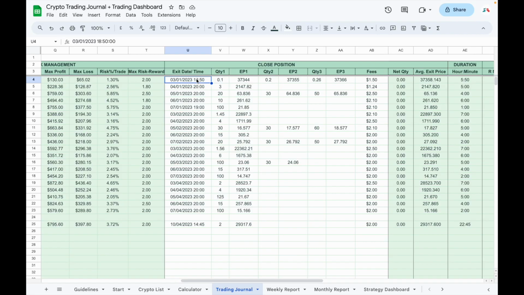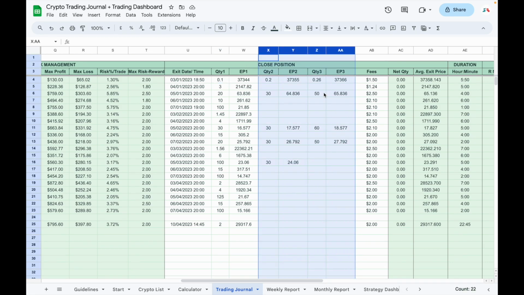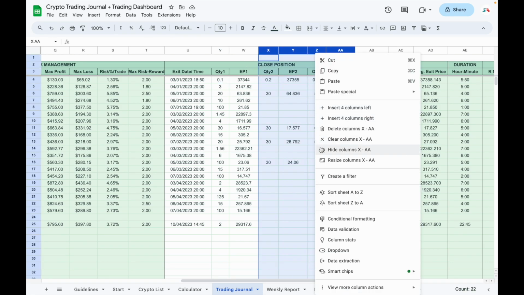After you exit the trade, enter the exit date and time. The spreadsheet allows you to input up to 3 multiple exit positions and prices. If you exit the trade 1/3 each time, input the first exit position under quantity 1 and exit price 1. Then enter the second and third exit positions and prices respectively. If you only exit the position all at once, you can ignore quantity 2, exit price 2, quantity 3, and exit price 3. You can also hide the columns if they are not necessary for you.